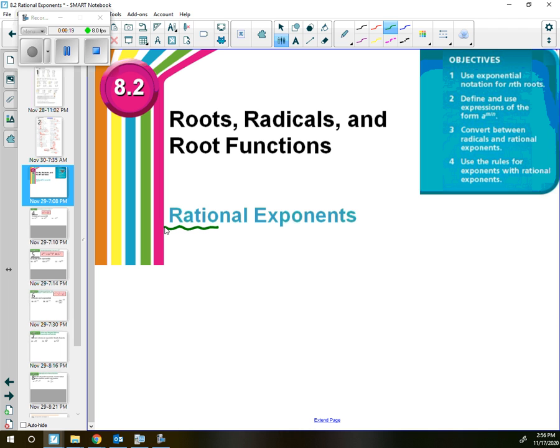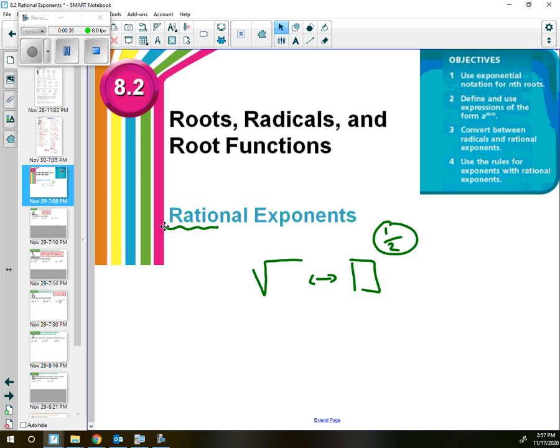So it's the difference between writing something using a root symbol and then writing a base raised to a power that's written as a fraction. So like the 1/2 power, which is equivalent to the square root. So being able to go back and forth and understand that those two are saying the same thing. So that's our big picture for today, is being able to understand how to work with rational exponents.